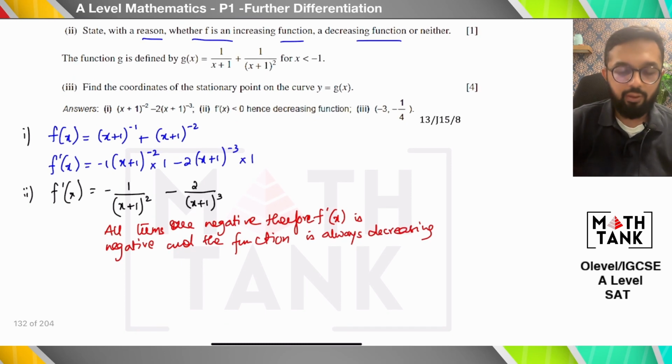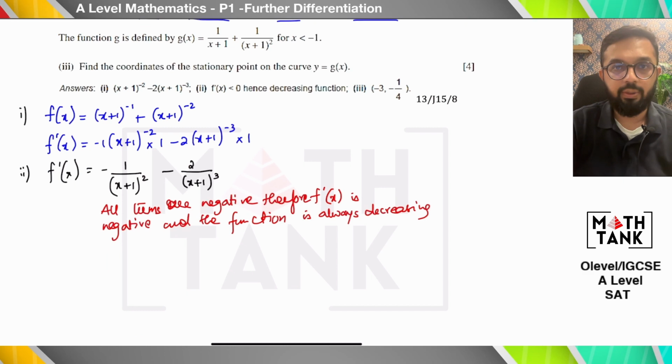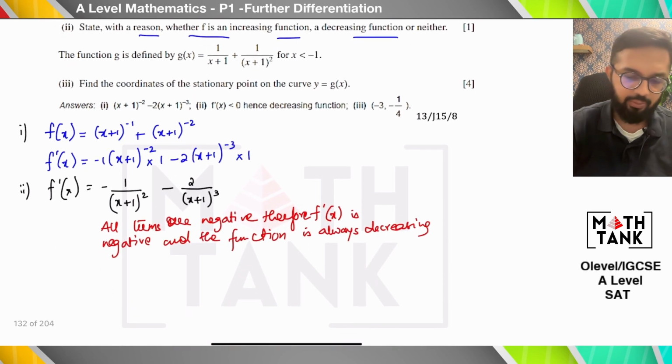Okay, and then it says the function g is defined by g of x equals 1 over x plus 1, plus 1 over (x plus 1) whole squared, for x less than minus 1. That was for greater than minus 1, this one is less than minus 1. Find the coordinates of the stationary points on the curve g of x. So I simply need to take the previous answer and equate it to 0.